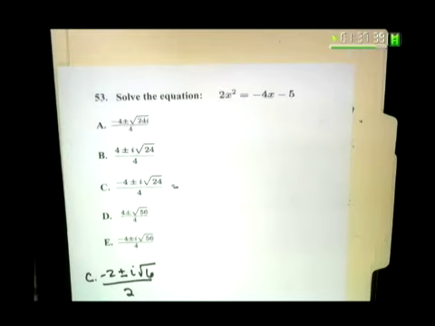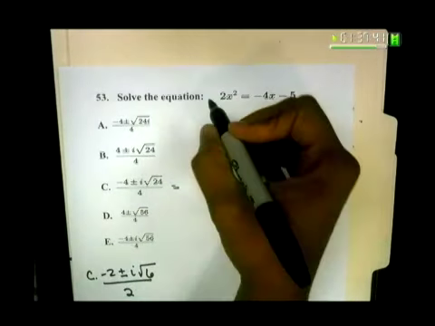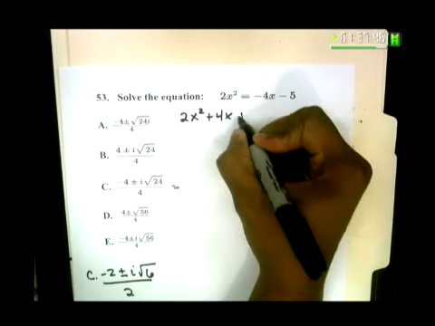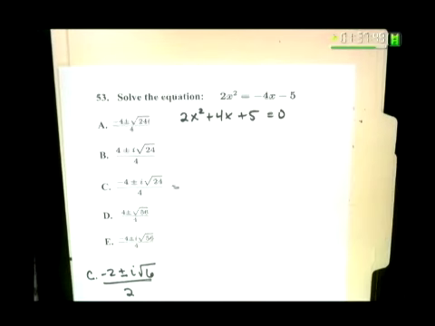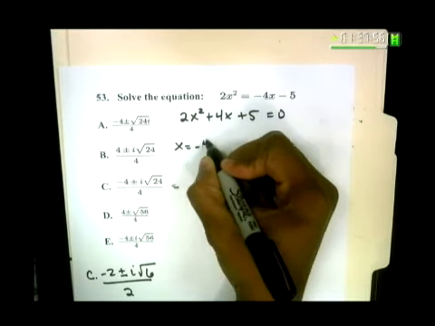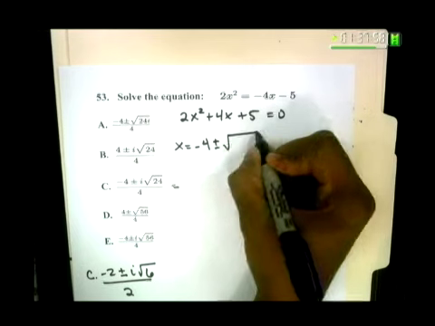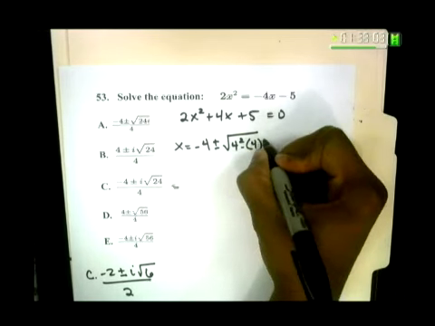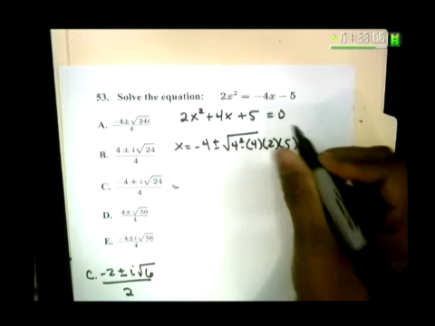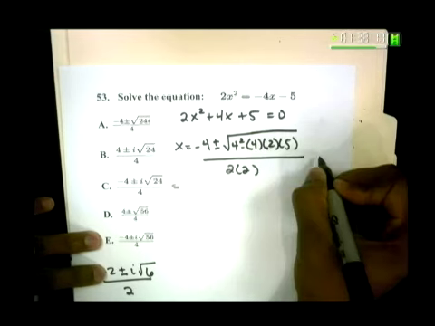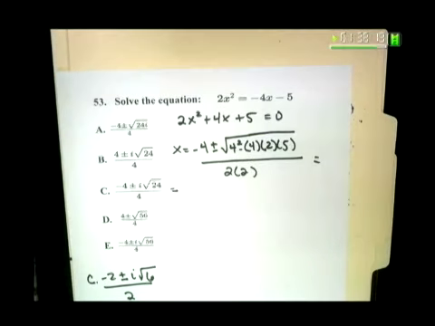Okay? All right. So again, we want to set this equal to 0. So 2x squared plus 4x plus 5 is equal to 0. Okay? And then we'll use the quadratic formula again. So x equals negative b, which is negative 4, plus or minus the square root of 4 squared minus 4 times 2 times 5. Okay. All over 2 times 2.